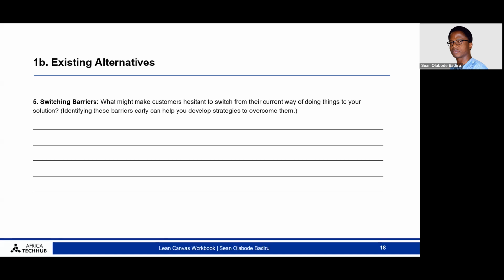So let's go ahead. Okay, loss of man-hours due to errors. Thank you very much, Olabode is really helping us. So what are the solutions to this? What might make customers hesitant to switch from their current ways of doing things to your solution? The price point. Yes, the cost of the solution.